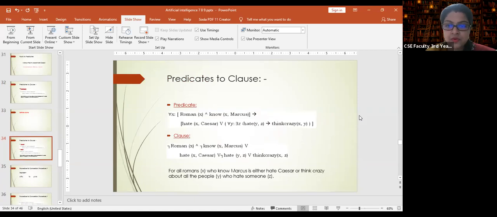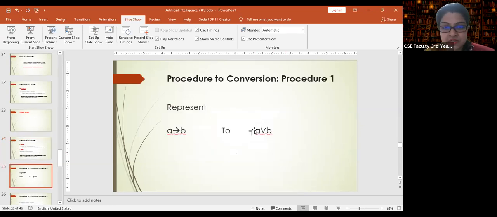Now, if we want to convert this predicate into the clause, here the predicate is given and the converted clause is also given. Now we will see how we can convert it. First, the conversion procedure. There are 5 conversion steps we have to follow one after another, back to back. So suppose we have two facts, that is A implication B.